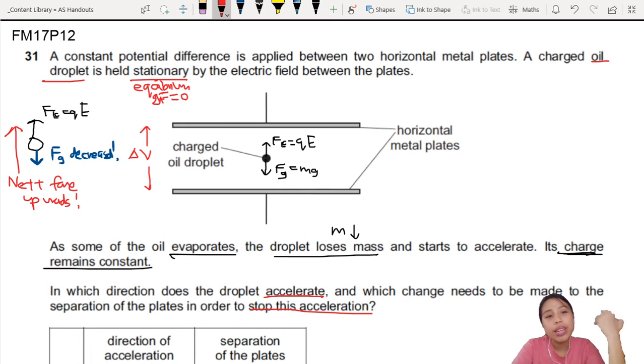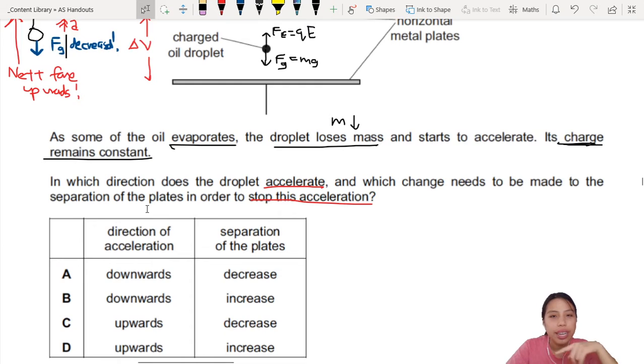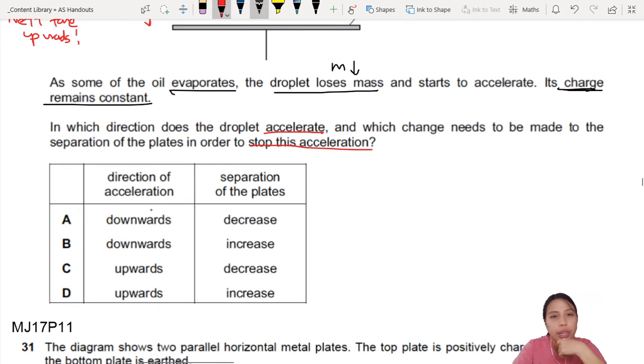So then, if the net force is upwards, it will start to accelerate upwards. As it evaporates, the particle will slowly go up. Okay? So that's the first part. Directional acceleration, we can look through the answers. We'll say downwards, upwards, downwards, upwards. We know it's upwards, so this one's out.